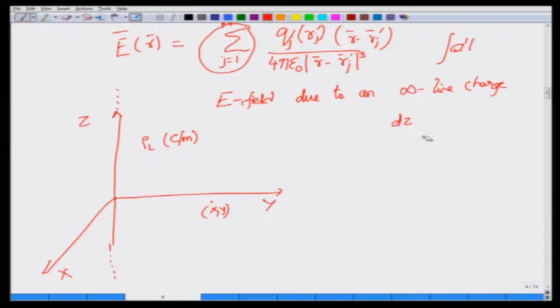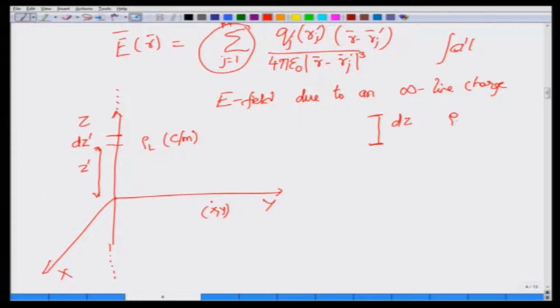Next, I need to first locate a particular point on the source. Okay. So, I am going to locate a point at z prime height from the xy location. So, I have xy location out here and I am going to locate a point at z prime and I am going to consider a small incremental distance dz prime here. Okay. What is the charge that is there in this particular small differential length dz? What is the total charge that this differential line segment contains?